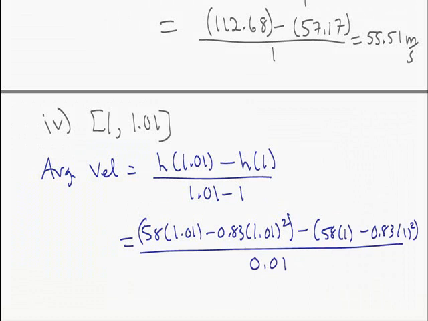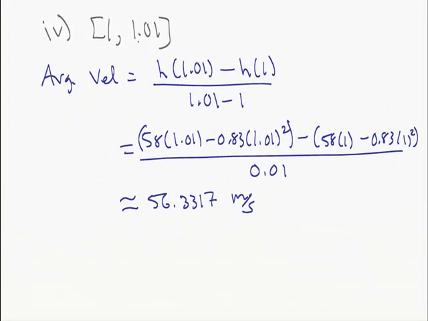And if you put that into your calculator, what you're going to end up with is, well, let's see, approximately 56.3317 meters per second. So the average velocity from time t equals 1 to t equals 2 was 55.51. The average velocity from time t equals 1 to t equals 1.01 was 56.3317. Now if you do part 5 of part A, I'll just go ahead and give you the answer so you can check and see if you got the right thing.